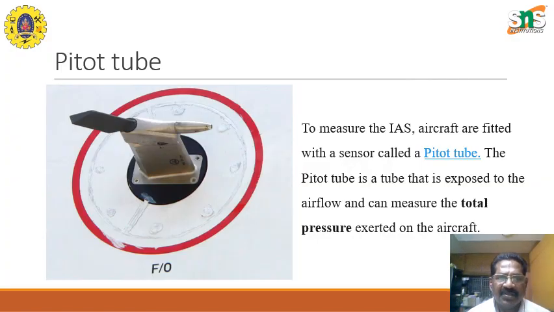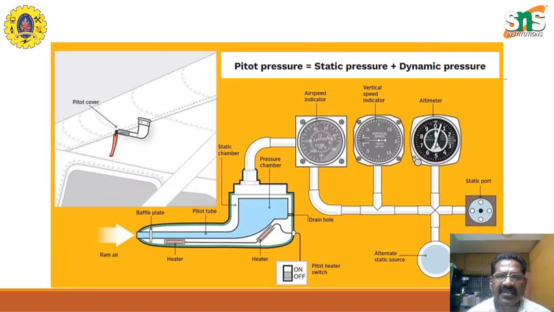As has been explained in the previous video, the speed is measured by a pitot tube. This pitot tube is fitted with a sensor and is exposed to the airflow. It juts out of the surface of the aircraft, and when it gets exposed to the airflow, it can measure the total pressure, and that is how the whole thing is interpreted. Now, let us look at the construction of the pitot tube.